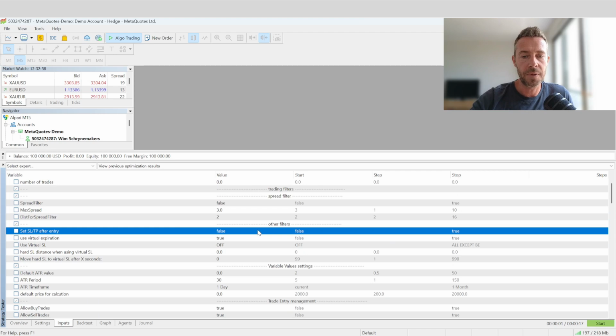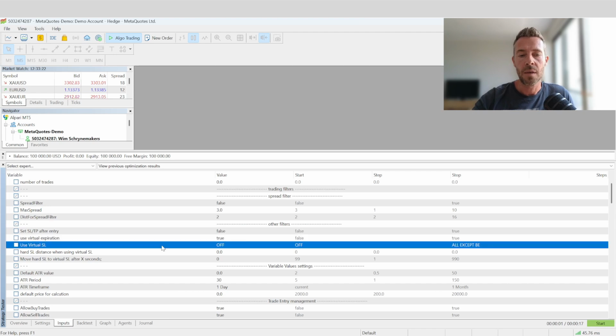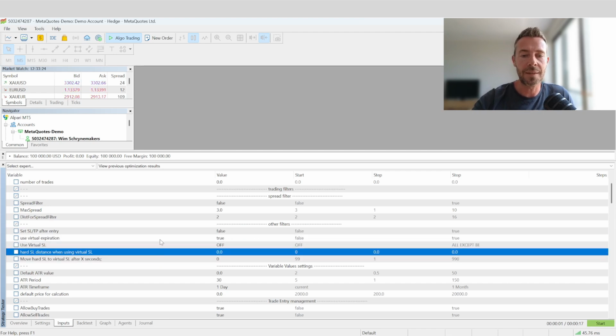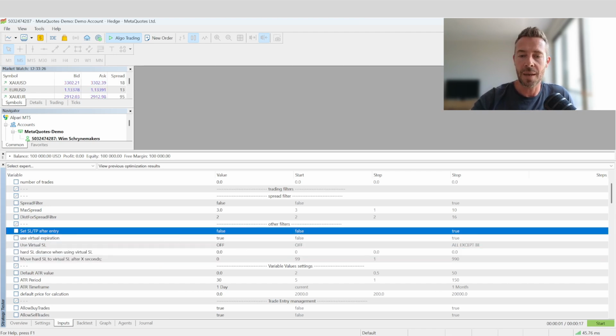Next, the other filters. These are also not important for optimization as they are more things broker related. For example, set stop loss after entry means that after the pending order is triggered, then the stop loss and take profit will be added to the trade. Why? Some brokers don't allow stop loss or take profit to be added to a pending order. Same for virtual expiration, etc. Again, in the manual, these are all explained in detail. I would recommend reading them when you have interest in those.